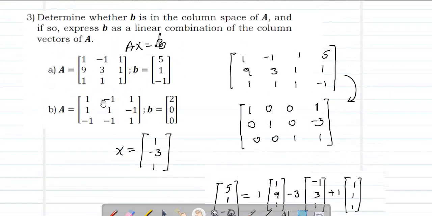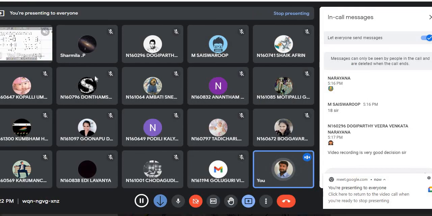Similarly, you solve the next problem. Try to express B as a linear combination of columns of A. If it is consistent, then it is possible. If it is not consistent, then it is not possible, right? I'll stop it here, and let me know if you have any questions or doubts.